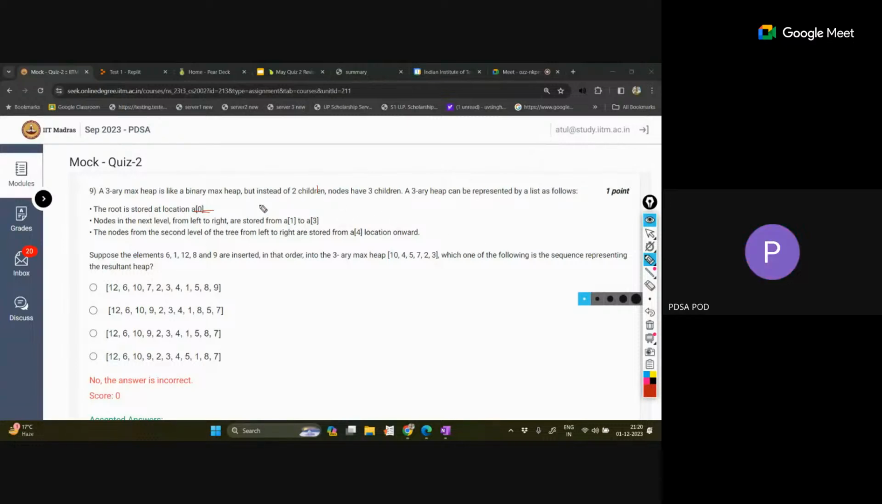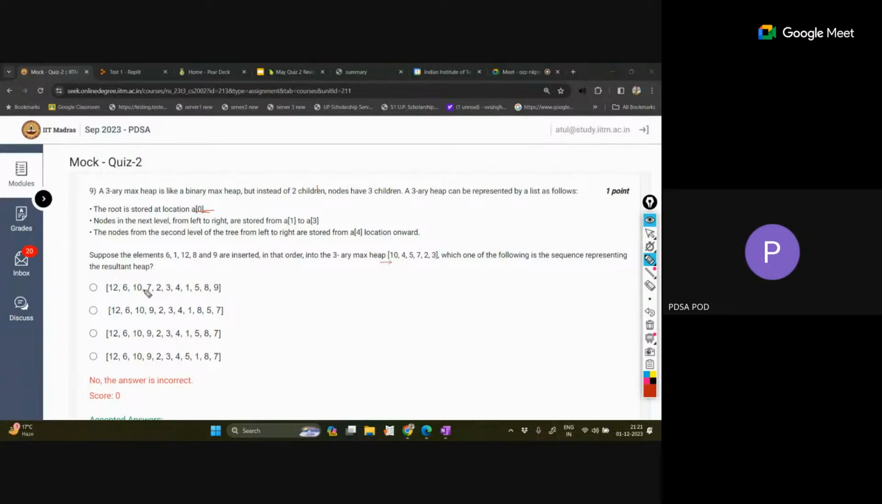Here we are using this 3-child structure, and we are creating a max heap similar to the binary max heap which we have already learned. Suppose these elements are inserted in this order into a 3-ary max heap, and we are getting this max heap finally. Which one of the following is the sequence representing the resultant heap?